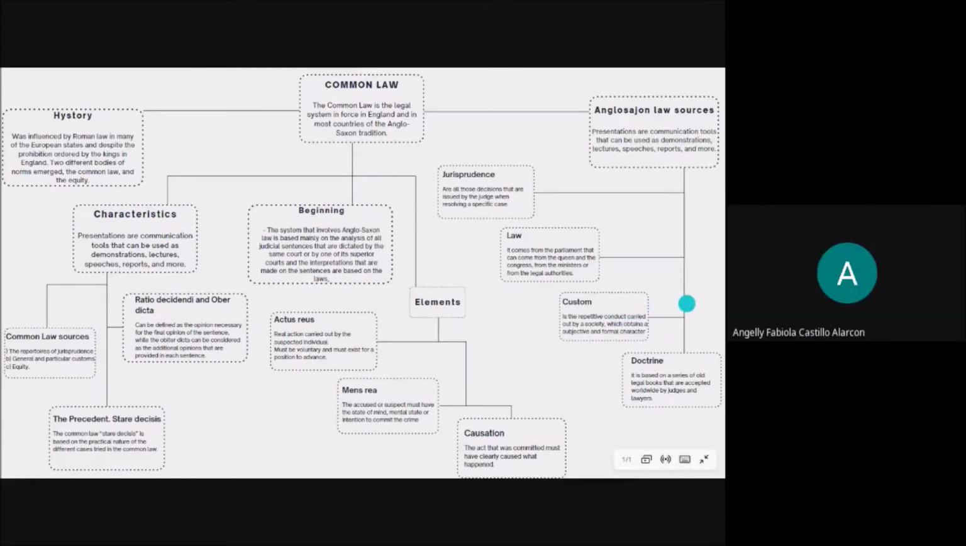The elements. The first element is actus reus, and refers to the actual action taken by the individual who is suspected of having done something against society. It must be voluntary and must exist for a charge to move forward. The second element is the mens rea. Here the accused or suspect must have the state of mind, mental state or intention of having done everything that is expected of doing to commit the crime. And the last element is causality, which says that the act that was committed must have clearly caused what happened.